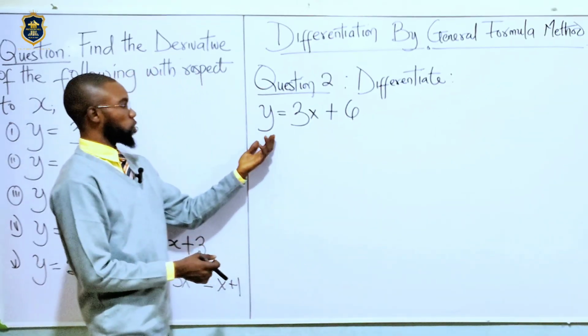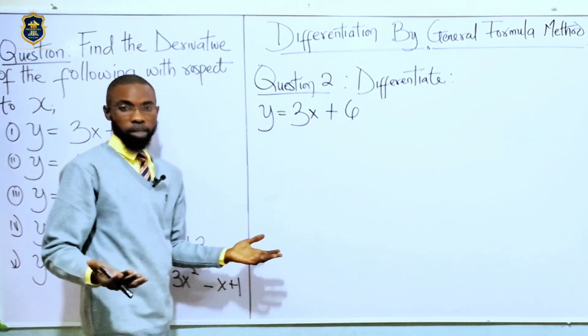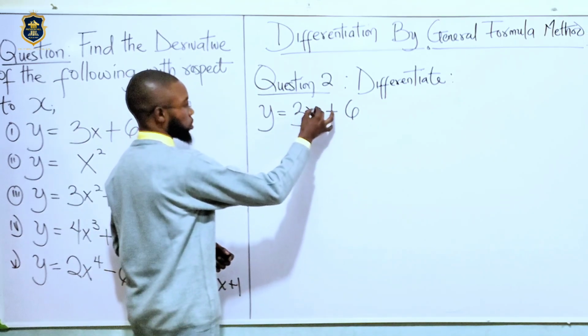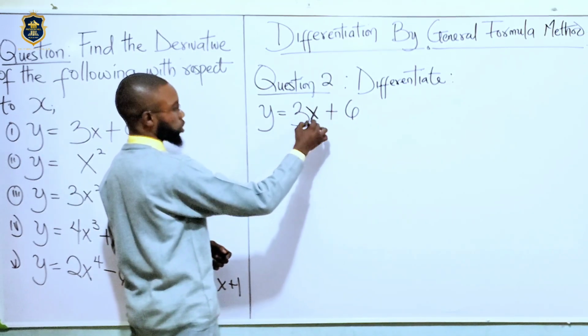Alright guys, let's look at this now. We said we should do the derivative of this. y is equal to 3x plus 6. It's simple, right? Look at this now. This is x. It has an attachment, right?